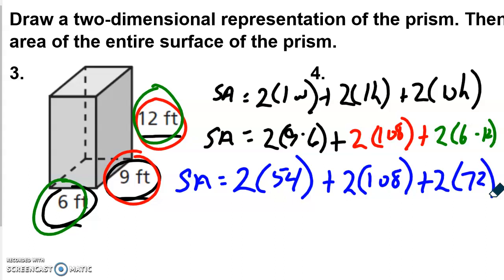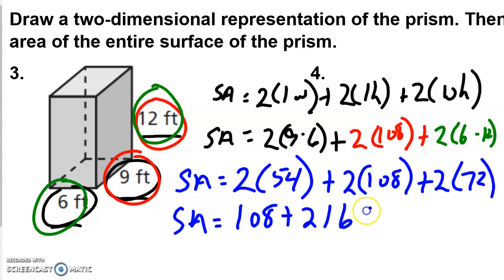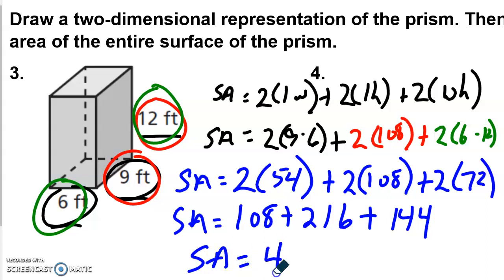So that means our surface area equals 108 plus 216 plus 144. Okay. And that means if we add all these up, we have a grand total of 468 cm squared.